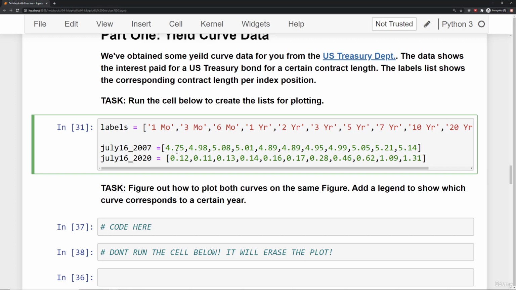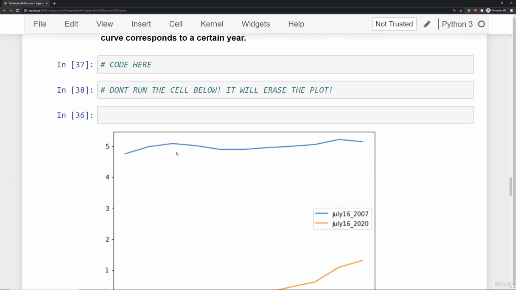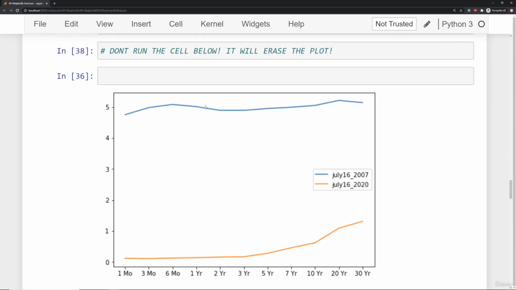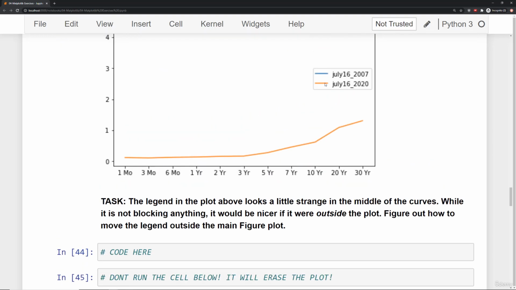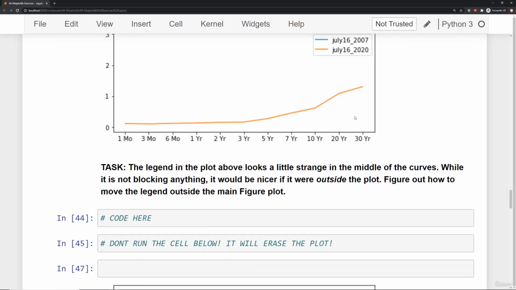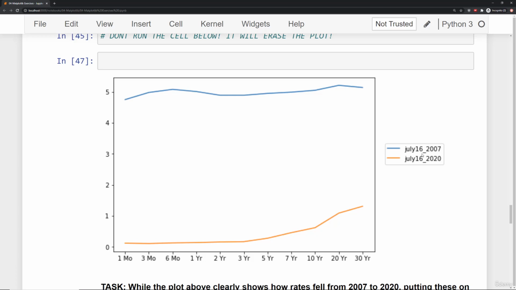Once you figure that out, I want you to see if you can plot both curves on the same plot. This allows you to directly compare the interest rates back in 2007 versus the interest rates in 2020. And note here, the x ticks are using that labels list. So I can see the 1 month, 3 month, 6 month, and so on. Essentially what we have here are 2 different yield curves. Then we ask you to move this legend that appears automatically inside the plot to be outside the plot.